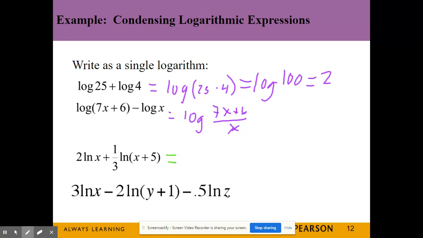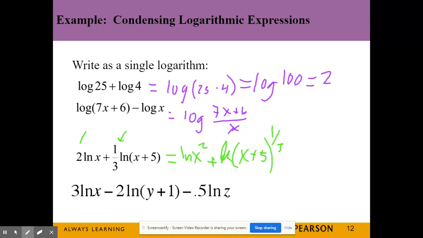So the first thing I'm going to do is take care of this exponent of 2. Well, it's a coefficient of 2, which will become an exponent. So it's natural log of x squared. And then here, the coefficient of 1/3 will become an exponent. Didn't mean to make that an equal sign. All right, so we got plus natural log of x plus 5 raised to the power of 1/3.